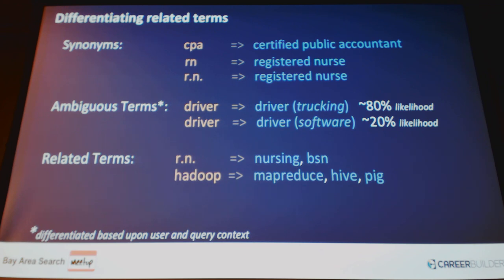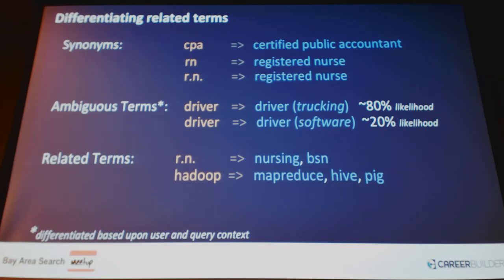For example, synonyms. So CPA maps to certified public accountant, RN maps to registered nurse, R.N. maps to registered nurse. Also, we have ambiguous terms, like we mentioned, driver. So 80% of the time, that's referring to a truck driver, and 20% of the time, that's referring to some software system driver. But depending upon the context, it means different things.